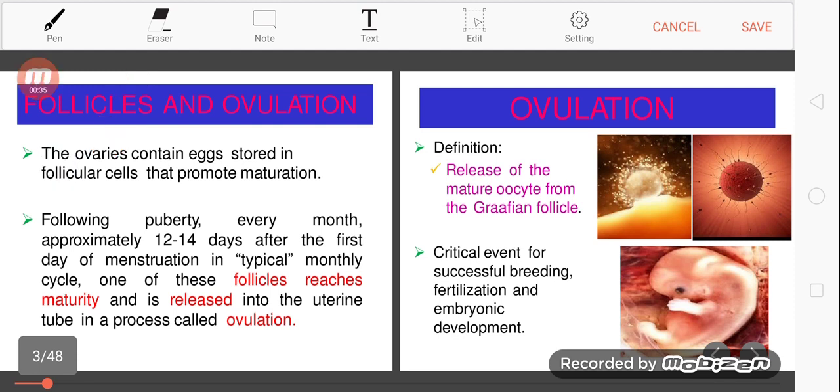Ovulation is an event that releases the mature oocyte from the Graafian follicle. It is an expulsion event. This event determines the success of fertilization and pregnancy.